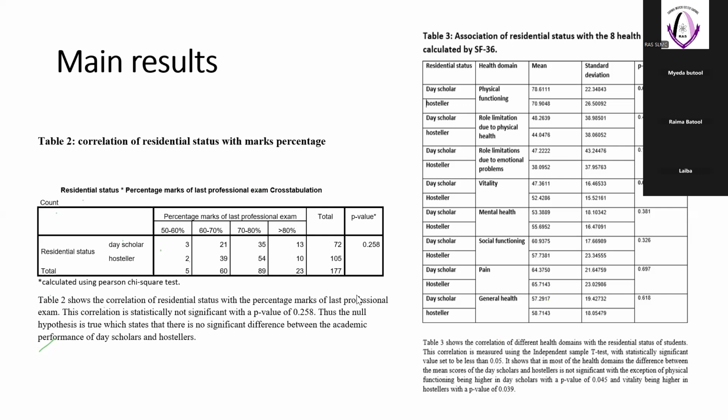P-value tells whether the two variables are related by chance or they are actually related with each other. Yes, it's correct.